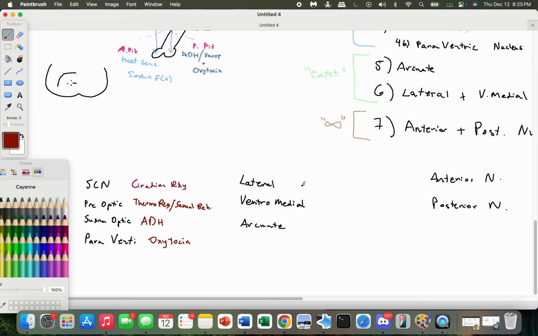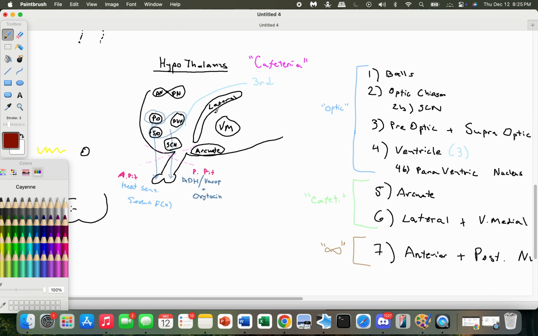Let's move on to our lateral nucleus, ventromedial nucleus, and arcuate. Okay, so up here, lateral and ventromedial. So these two are also paired. Let's use purple. So these two nuclei together are the hunger and satiety centers. Obviously, they do different functions.